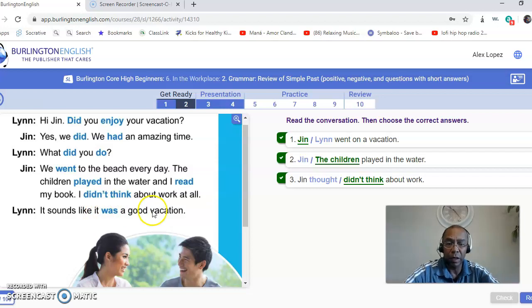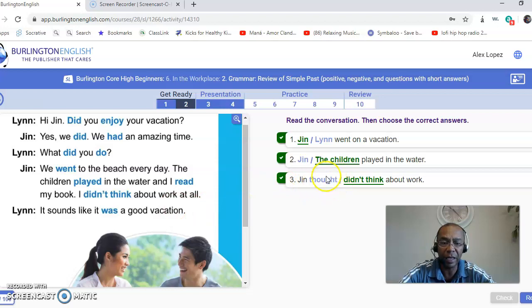So let's pick up here. This one was already answered. Jen went on a vacation, right? Was it Jen or Lynn? It was Jen. Yes, Jen went on a vacation. The children played in the water. Was it Jen or the children? The children. The children played in the water, right? Past tense, played.